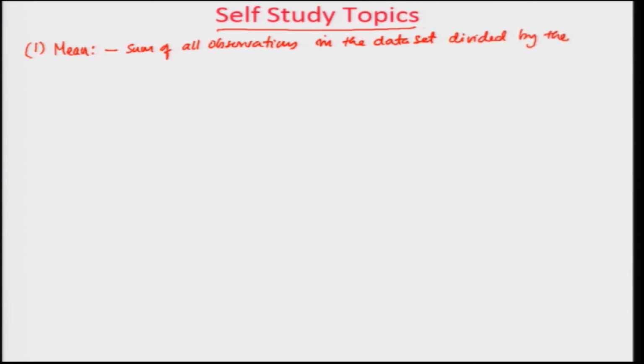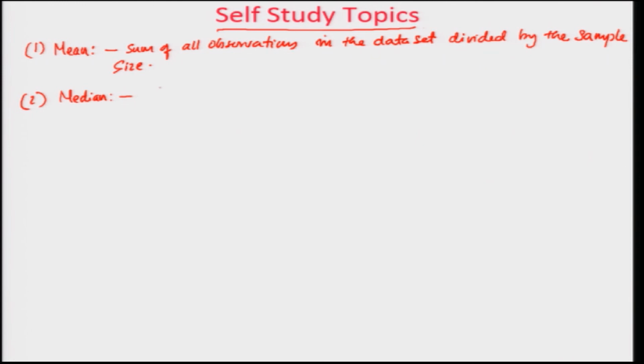So, I am going to ask you to do some self study of the topics. The major topics are as follows. You should study what a mean is. Mostly what I simply say is the sum of all observations in the data set divided by the sample size. The next one is the median.